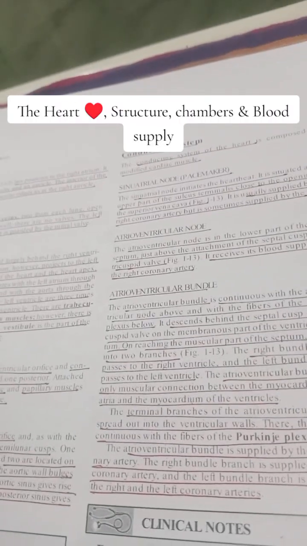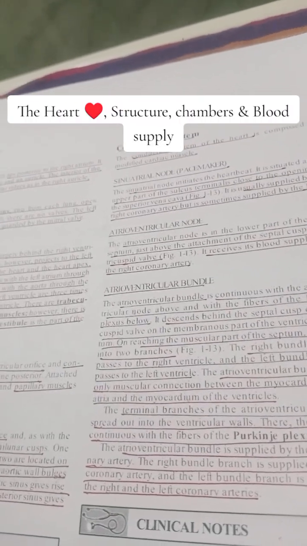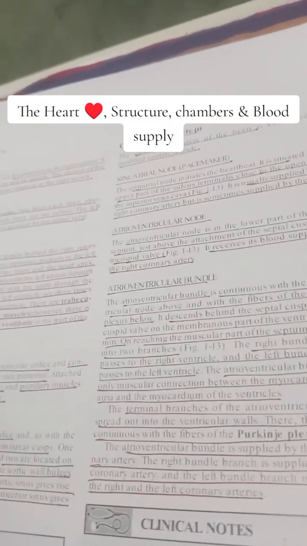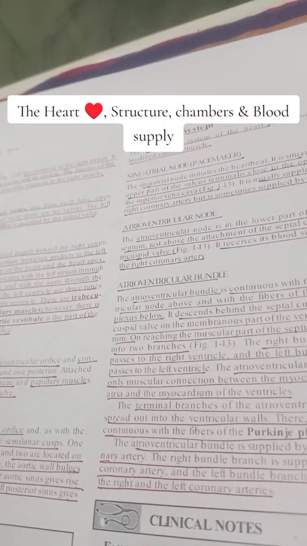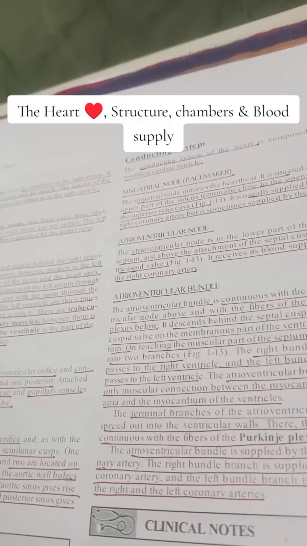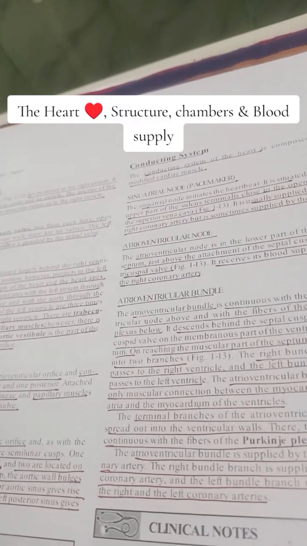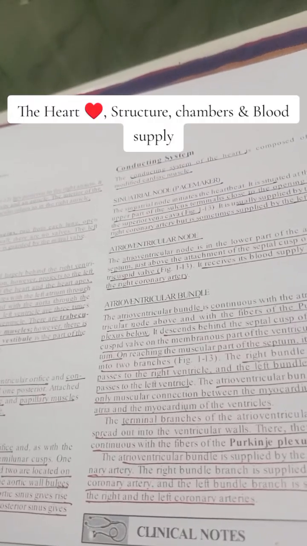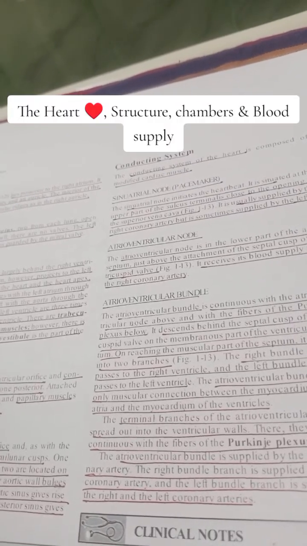Conducting system. The conducting system of the heart is composed of modified cardiac muscle. Sinoatrial node, the pacemaker: the sinoatrial node initiates the heartbeat. It is situated at the upper part of the sulcus terminalis, close to the opening of the superior vena cava. It is usually supplied by the right coronary artery, but is sometimes supplied by the left.